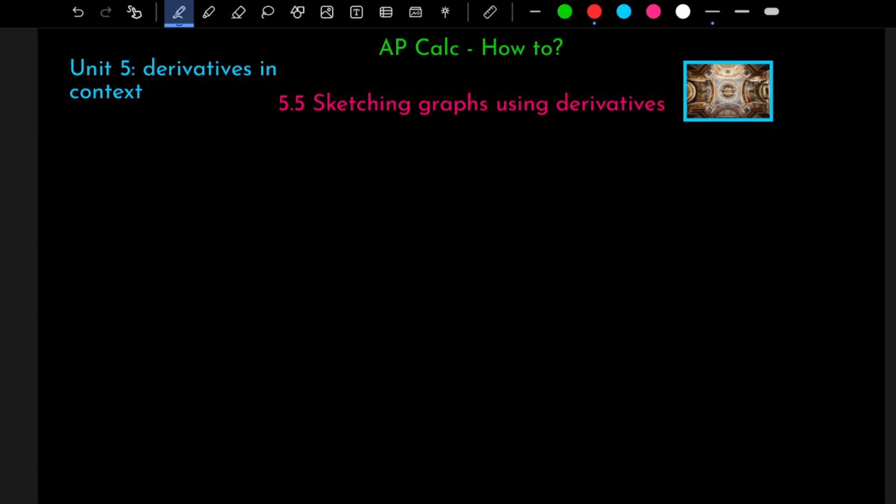Let's dive in. To sketch a graph using derivatives, you're answering 3 big questions. 1. Where is the function increasing or decreasing? 2. Where does it have local extrema, max or minimums? And 3. Where is it concave up or concave down? Let's go through 3 full processes step by step.